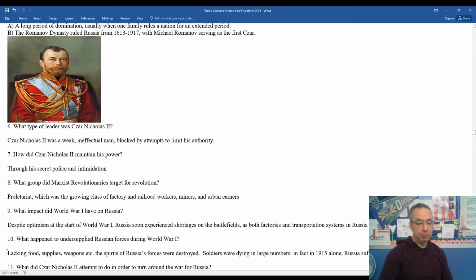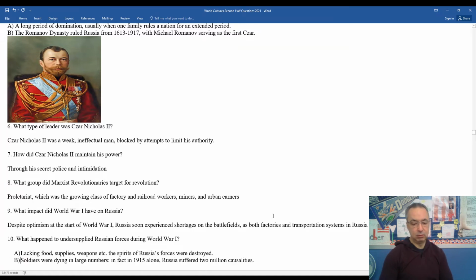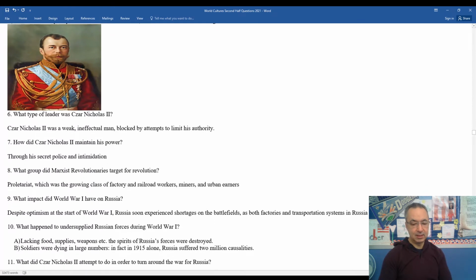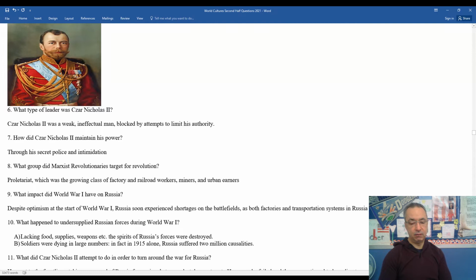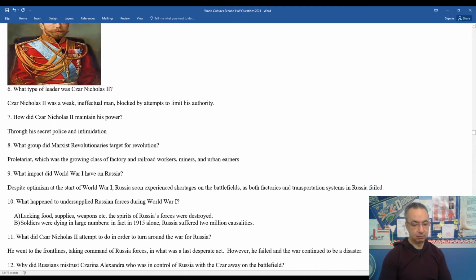What happened to the undersupplied Russian forces during World War I? Lacking food, supplies, weapons, etc., the spirits of the Russians began to wane. Soldiers were dying in large numbers. Back in 1915 alone, Russia suffered 2 million casualties.